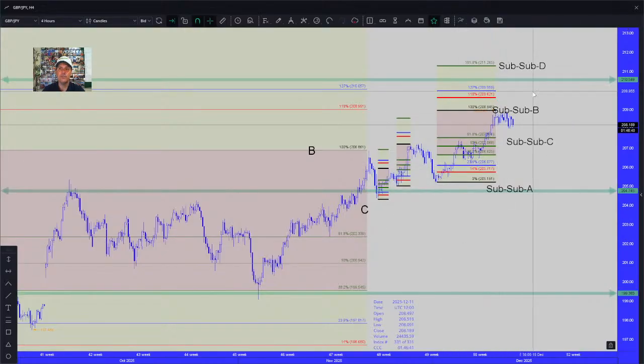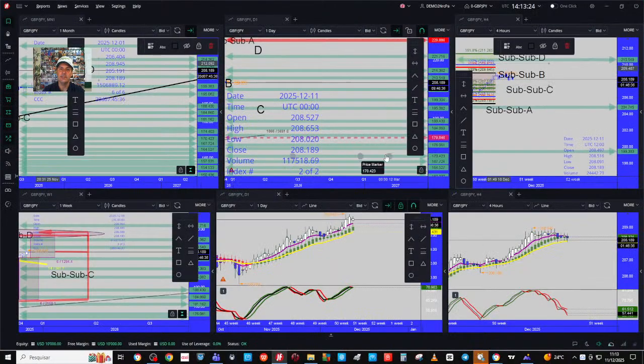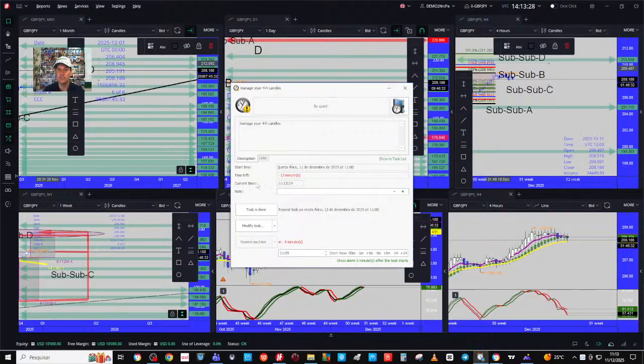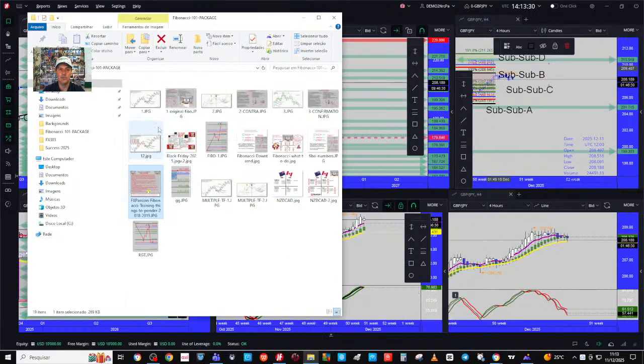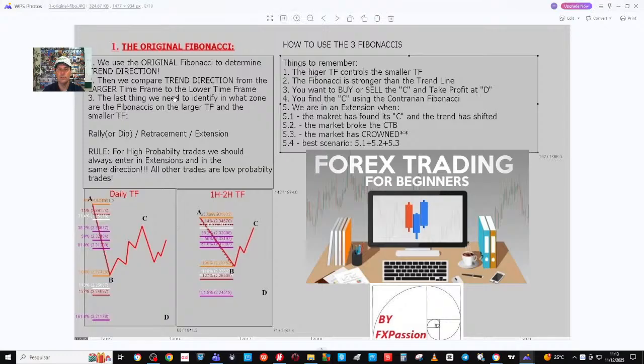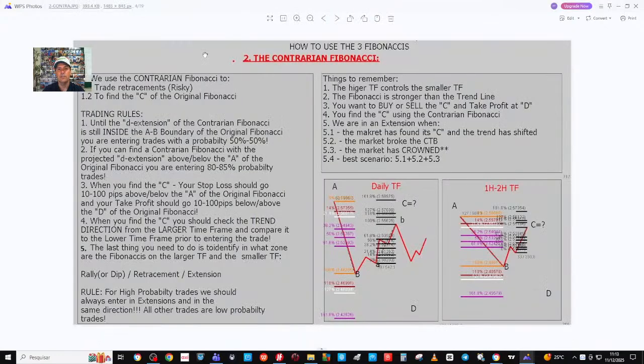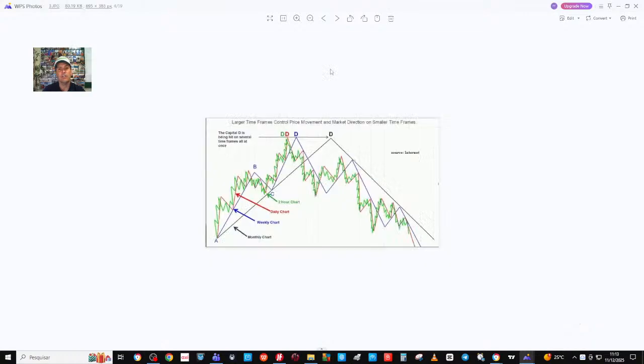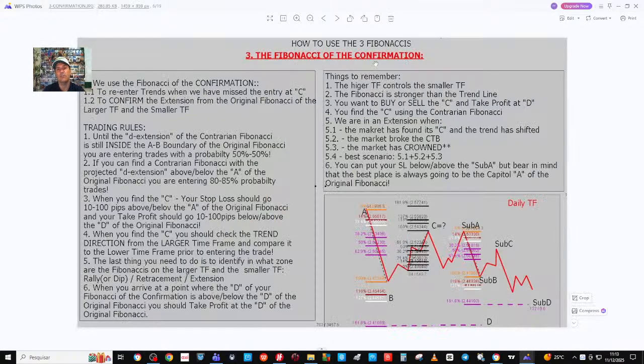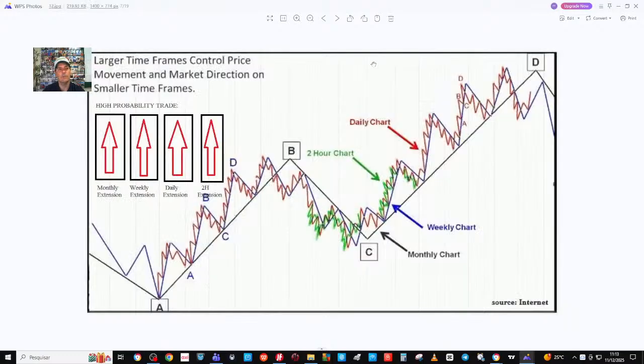Okay, everybody, let's finish for today. Alright, we just covered GBP JPY. Do you have any questions? Everybody, do you have any questions about the original Fibonacci rules? Do you have any questions about the contrarian Fibonacci rules? Do you have any questions about the confirmation Fibonacci rules? Do you have any questions?